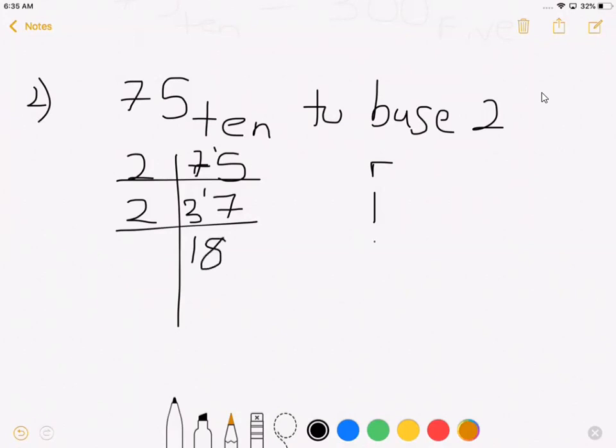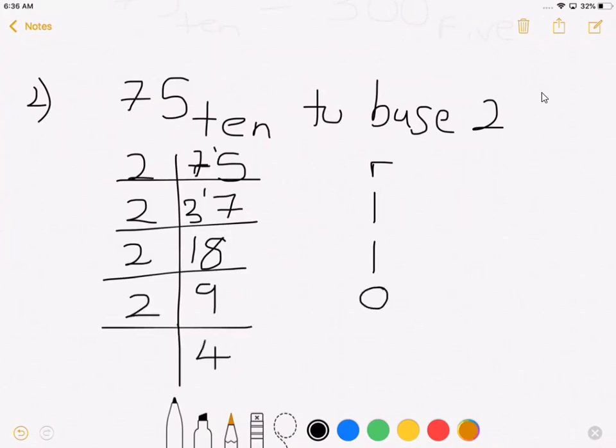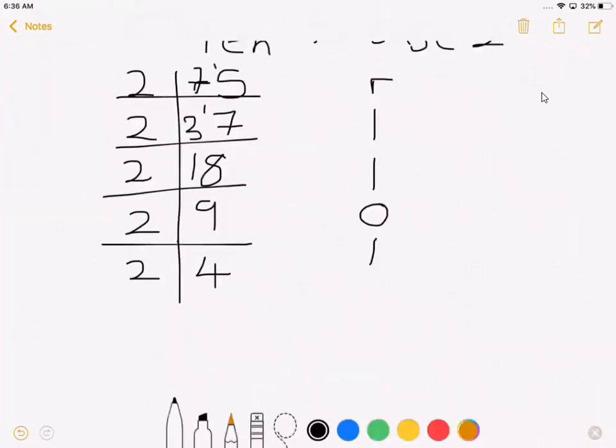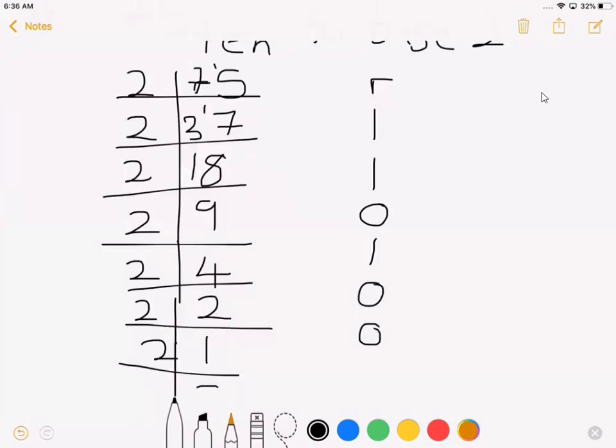2 into 18 is 9, remainder 0. And if there's no remainder, you go and put 0. Don't forget that 0. And 2 into 9, it goes 4 times, leaving a remainder of 1. And 2 into 4, it goes 2 times, a remainder of 0. And 2 into 2 is 1, a remainder of 0. And 2 into 1 is 0, a remainder of 1.